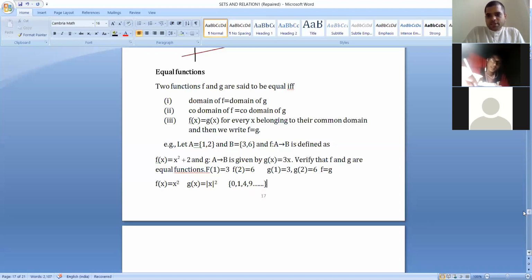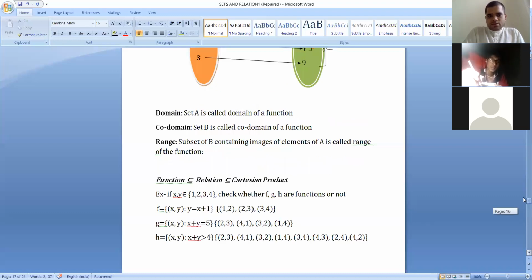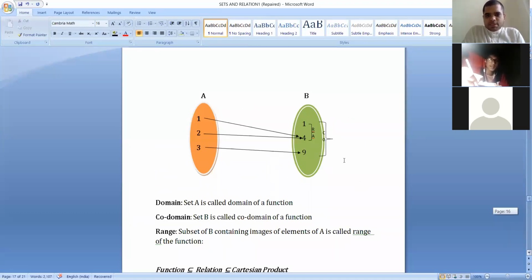Now I will show you from the figure. Are you seeing this figure? What is the type of this function? Many one. What is the codomain of this function? 1, 4, 9. What is the range of this function? 4, 9. Only two elements are having the pre-images, so they are counted in range.